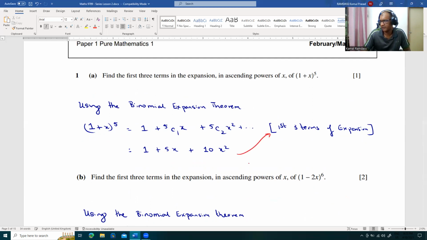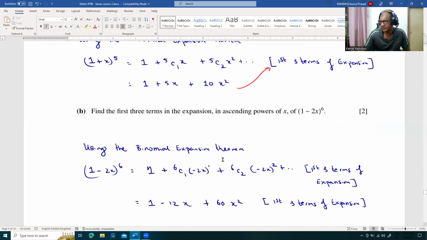First three terms. Find the first three terms in the expansion in ascending powers of x of another binomial expansion, 1 minus 2x to the power of 6. Using the binomial expansion theorem, 1 minus 2x to the power of 6, the 1 plus 6C1 minus 2x to the power of 1, plus 6C2 minus 2x to the square, et divine 1 minus 12x plus 60x squared.